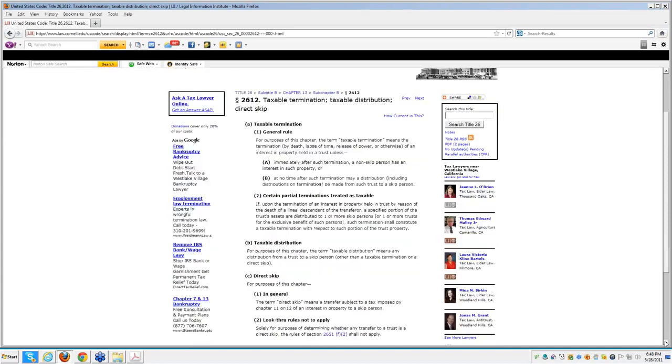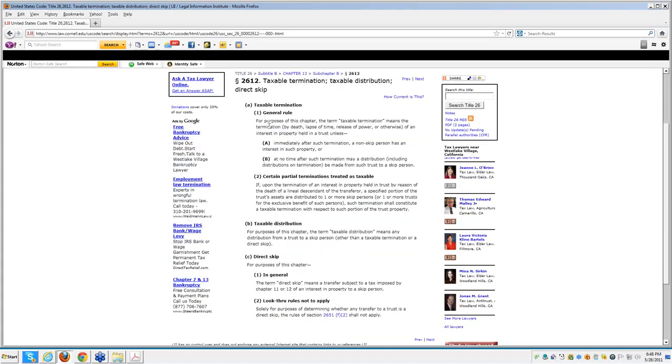So you have a taxable termination, which is the release by death, lapse of time, release of power, or otherwise. That means any way that they do it. By foreclosure. Foreclosure is a release of power. Right, but according to 2603, they can't do a foreclosure if they have not declared the property foreclosure property. That's right. So it's a $50,000 penalty on them. But who makes them pay it?